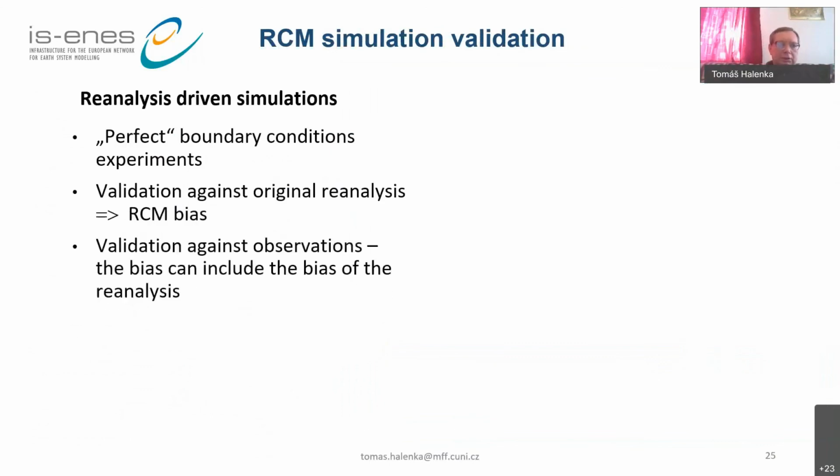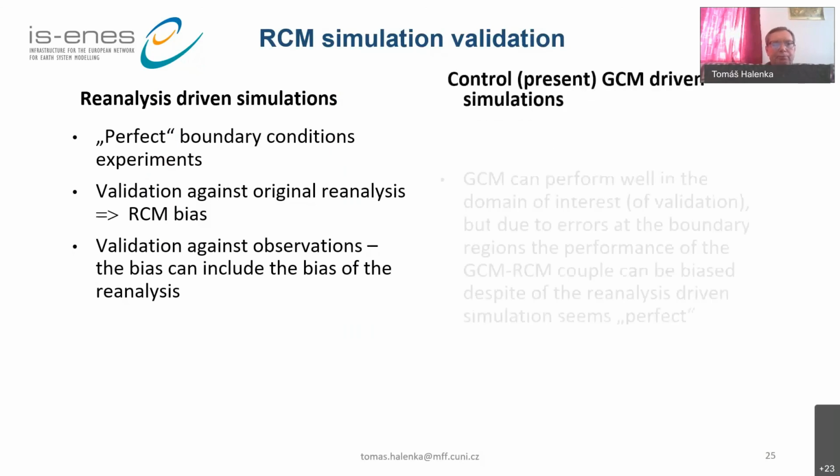Well, so that's concerning the validation. As I said already, perfect boundary condition experiments have to be validated to get information. You can validate that against the original analysis just to get the real regional climate model bias. You can also validate that against observations to avoid having the bias of the analysis. Next, please.